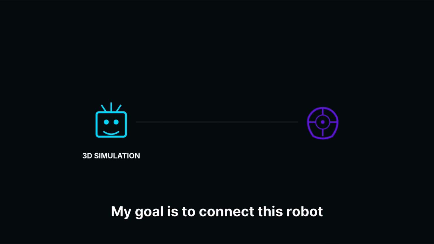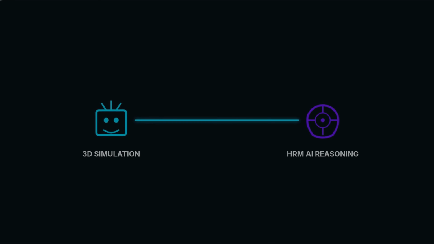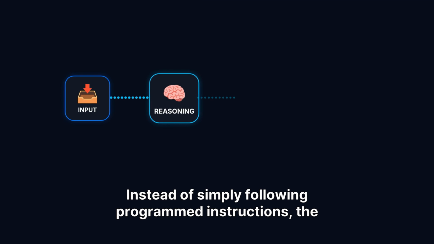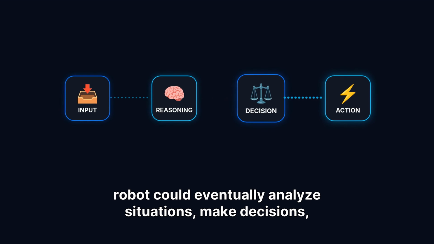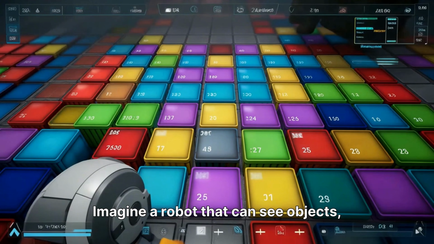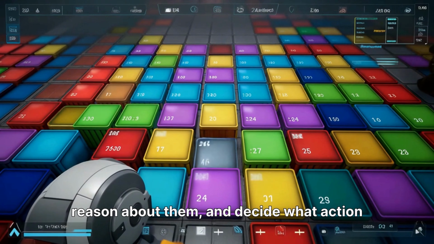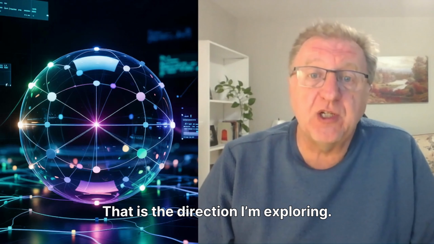My goal is to connect this robot environment to an AI reasoning system called HRM. Instead of simply following programmed instructions, the robot could eventually analyze situations, make decisions, and perform tasks autonomously. Imagine a robot that can see objects, reason about them, and decide what action to take next. That is the direction I'm exploring.